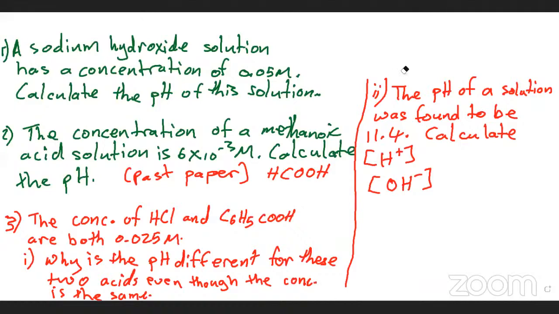So the Ka is 6 times 10 to the minus 3. Sorry about that. For the Ka, so the Ka is 6 times 10 to the minus 3, and the concentration is 0.025. All right, so now you can go ahead and calculate it. We have the Ka and the concentration.